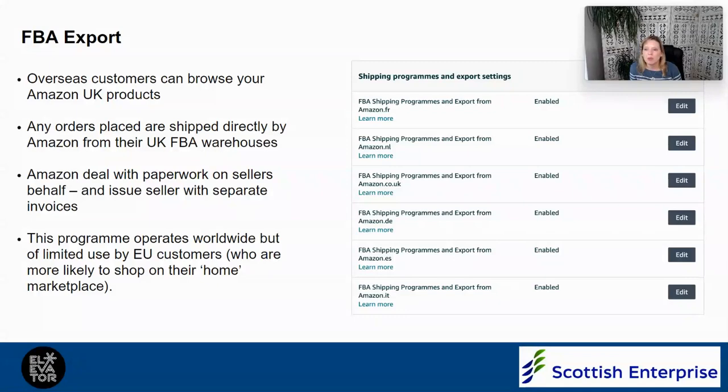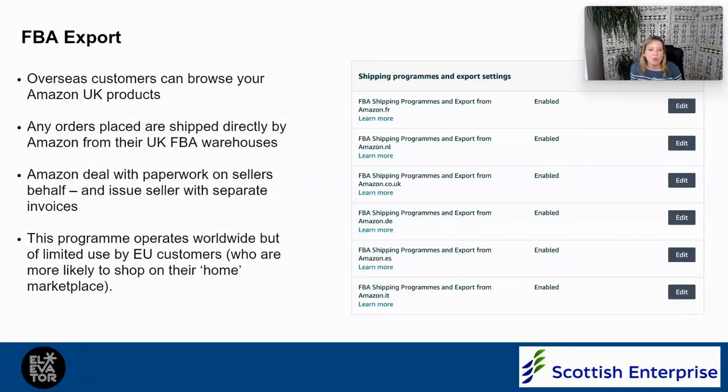Amazon will then ship orders to the customers using your FBA stock, and they will deal with the paperwork on your behalf. You will be issued with invoices though, just so that you can identify the products that you've exported. Now, although this programme is available globally, it's actually of limited use in the EU because most EU customers will shop on their own home marketplace. So in other words, a customer in France is likely to be shopping on Amazon France rather than wandering into your Amazon UK store.